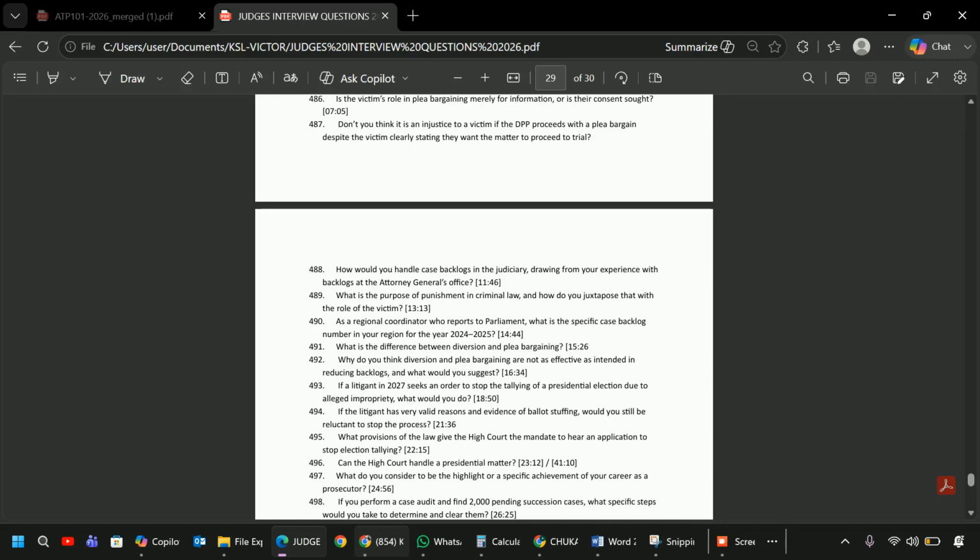So plea agreements are negotiated after charge and before judgment and can include reduction to a lesser offence or withdrawal and stay of other charges, pursuant to Section 137A of the Criminal Procedure Code. A plea agreement is entered into by or with the authority of the DPP and is recorded and accepted by the court after the accused is advised of rights and the court is satisfied there is a factual basis. This is pursuant to Sections 137B and 137F of the CPC.